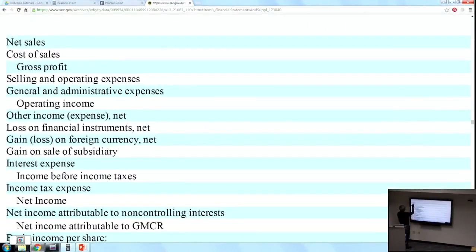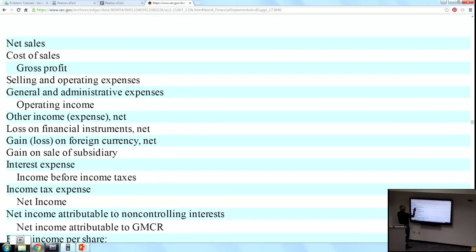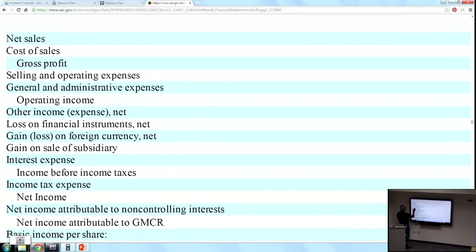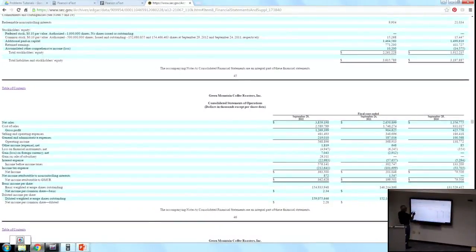You can see operating income: we take net sales, cost of goods sold, take out other expenses, administrative expenses, other operating expenses, and what is left is operating income. So operating income for 2012 was 568.89, or 568.9, and net sales for 2012 was 3,859.2. So we take this number, divide that by that number.